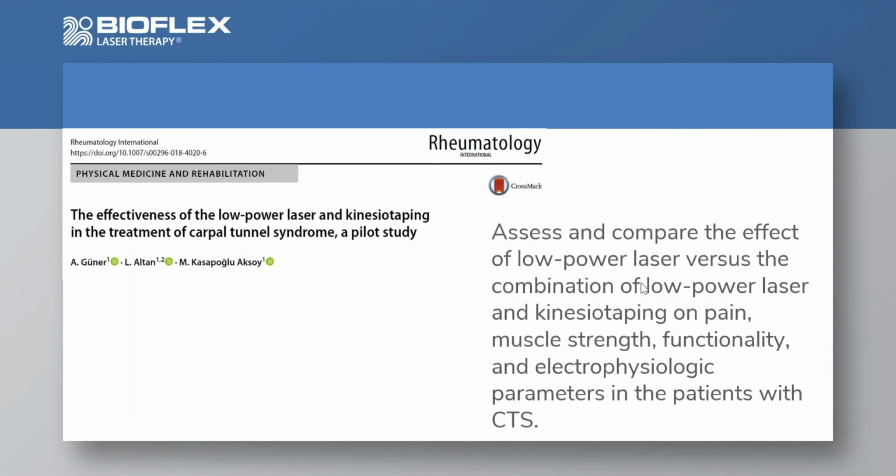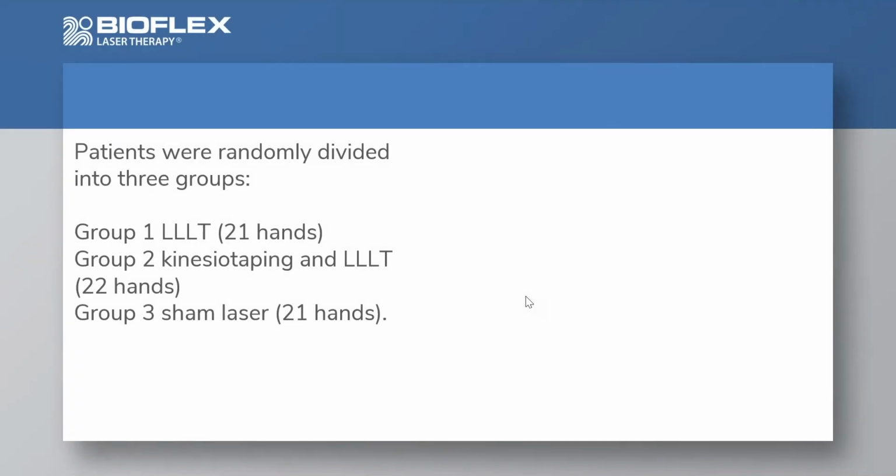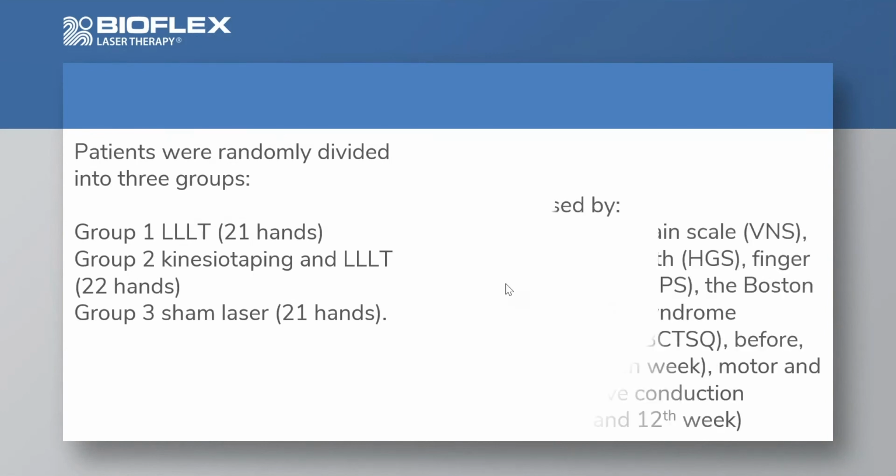So this particular paper assessed and compared the effects of laser either with kinesiotaping or without, as well as sham laser. And they looked at functionality, pain, muscle strength, EMG parameters, and so forth with patients with carpal tunnel syndrome. So group 1 had laser therapy only. There were 21 hands being treated. Group 2 had kinesiotaping and laser therapy. And group 3 was just sham laser, 21 hands in total.